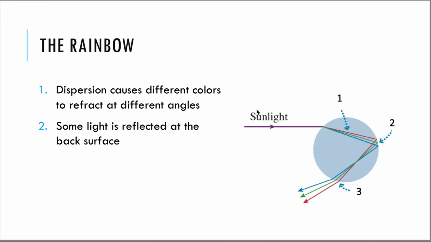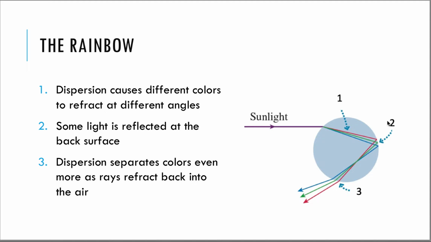Second step here is that some light is reflected at the back surface over here. You can see every incident ray here is reflecting. Now, there is some light that is refracting over this way, right? But we don't care about the light that goes this way because our eye is going to be over here, and we only care about the rays of light that come into our eyes.